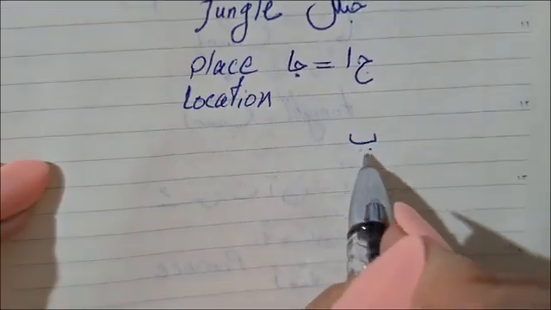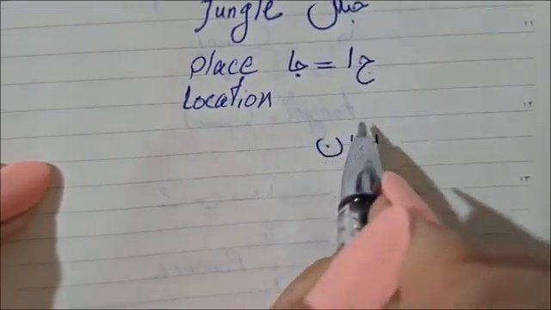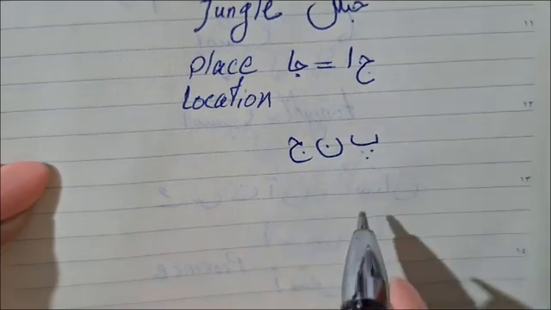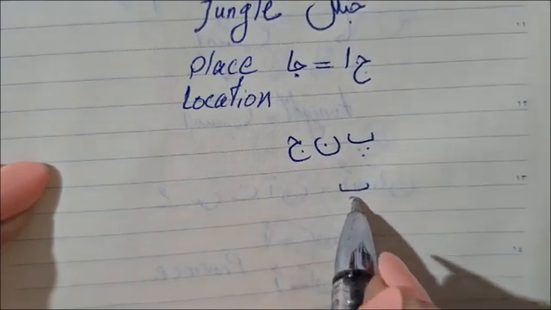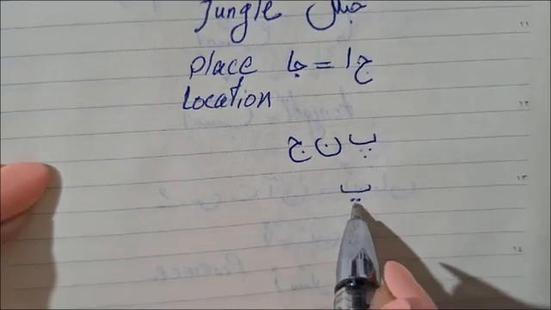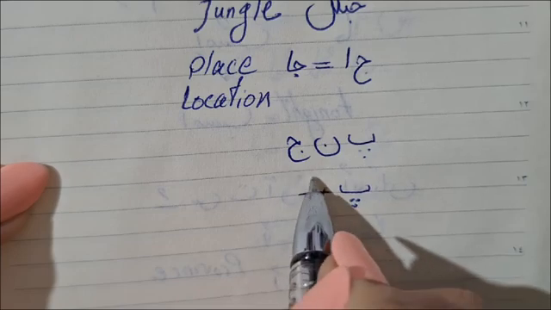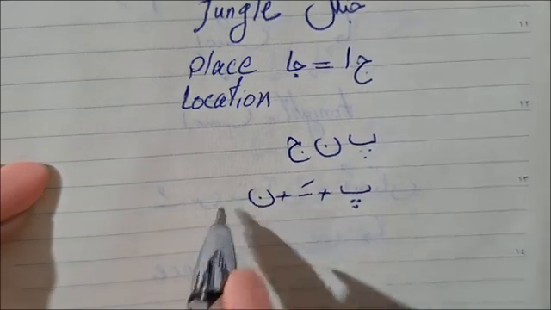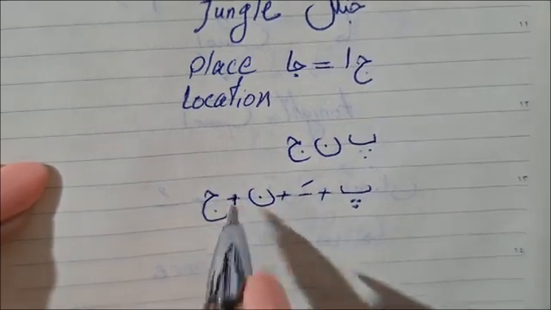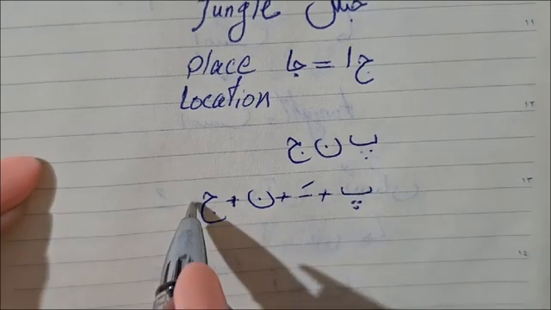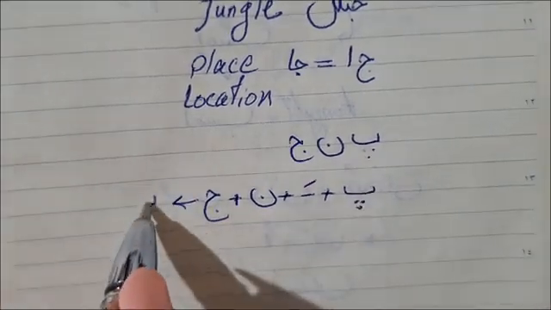P plus a plus n plus j. There I skipped mentioning the vowel, but here I'm writing it for you so that you can learn the pronunciation. Together, panj. Panj means 5.